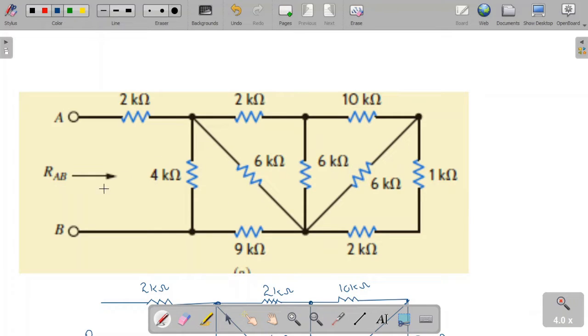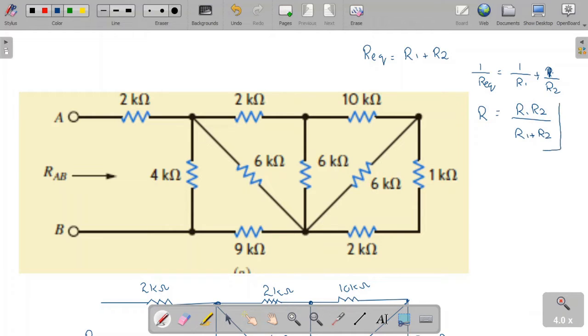Now we are asked to find the equivalent resistance between A and B. First of all, we know that whenever resistors are connected in series, their equivalent resistance is equal to the sum of the two. And if the two resistors are connected in parallel, then the equivalent resistance is equal to 1 divided by R1 plus 1 divided by R2. If I simplify this, then the equivalent resistance in parallel will be equal to R1 multiplied by R2 divided by R1 plus R2. Fine.